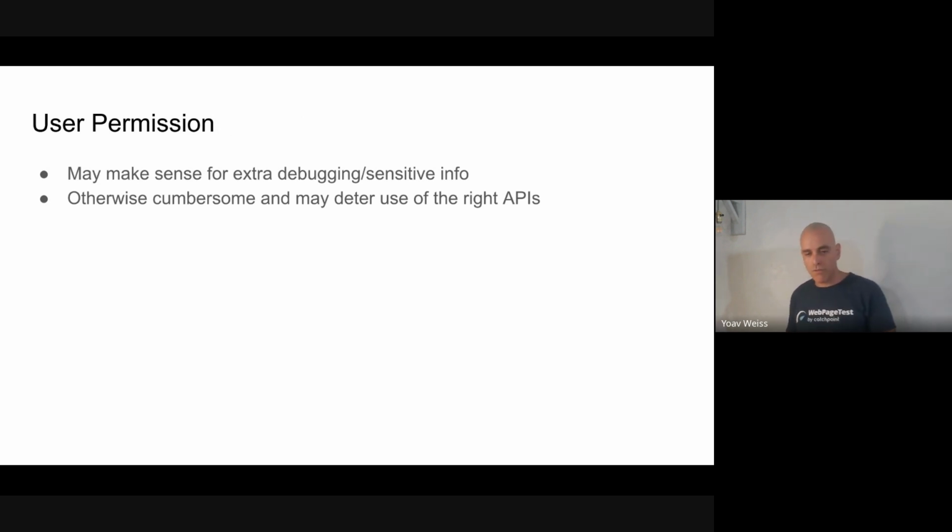On the user permission front, in my opinion, that may make sense for info that is either sensitive or requires extra debugging info related to the machine type and very specific bits of information that are very much personal information of the user. But otherwise, that can be cumbersome and can deter folks from using the right APIs and get them to try to get access to this information by other means.